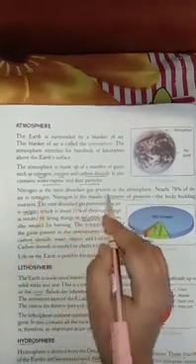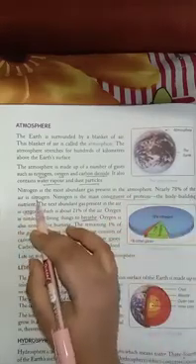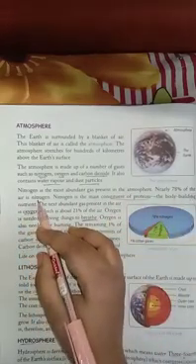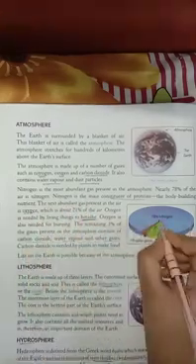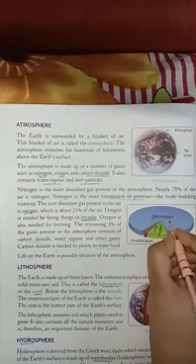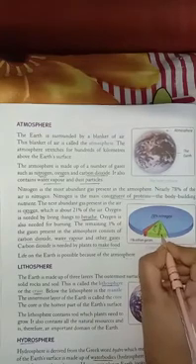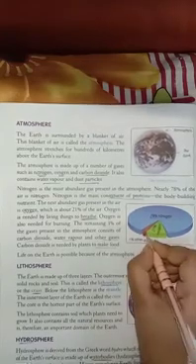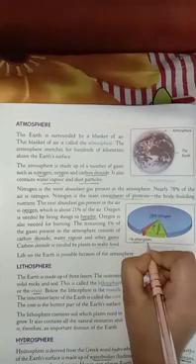Nitrogen is the most abundant gas present in the atmosphere. Nearly 78% of the air is nitrogen. So nitrogen, my dear children, is the most abundant of all the gases. That means 78% of the atmosphere is made up of nitrogen and 21% of the atmosphere is made up of oxygen, while only 1% of the atmosphere contains other gases.